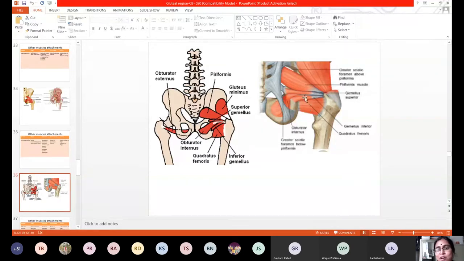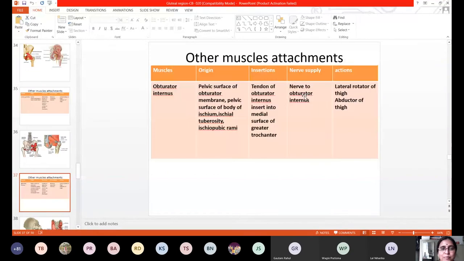The innervation of the inferior gemellus is by the nerve to quadratus femoris, because it is close to quadratus femoris. The action is similar to the piriformis and superior gemellus. What is the action? Lateral rotation of the thigh and slight abduction of the thigh on which joint? Hip joint. Then another important muscle is obturator internus.